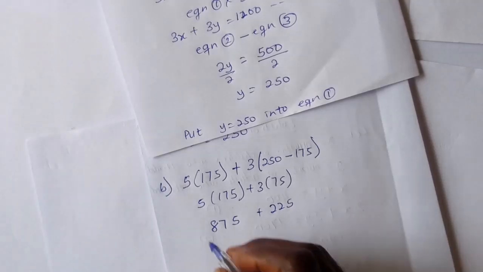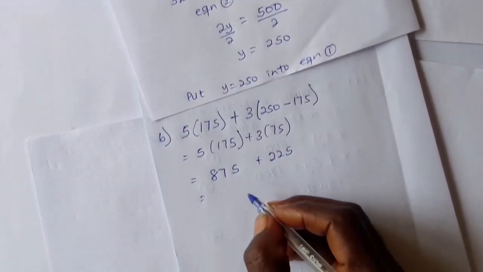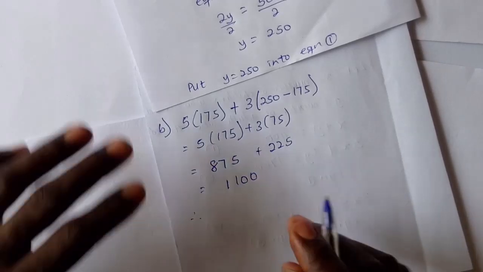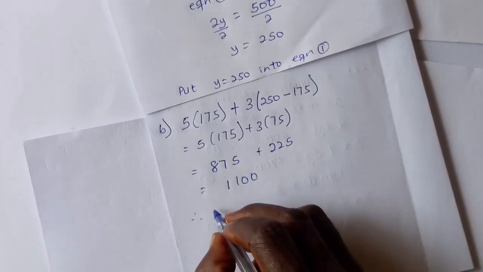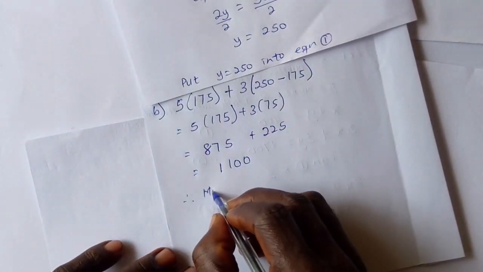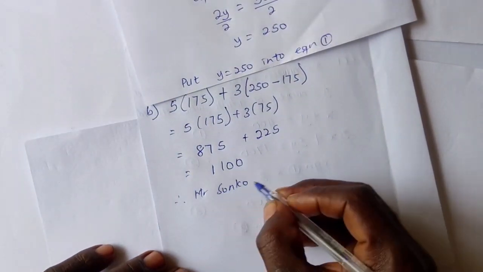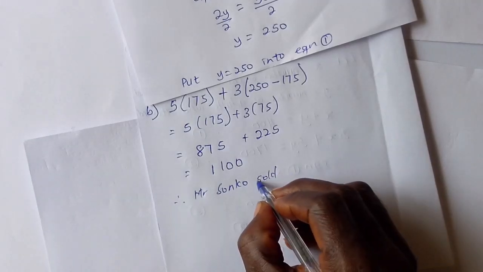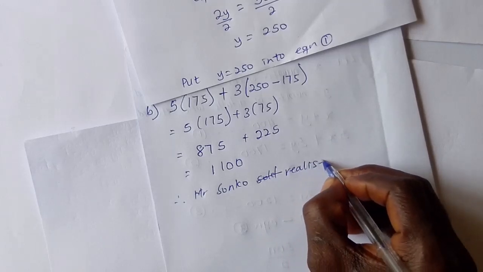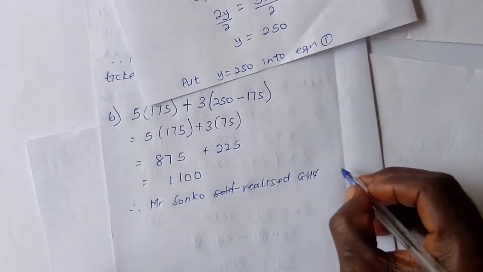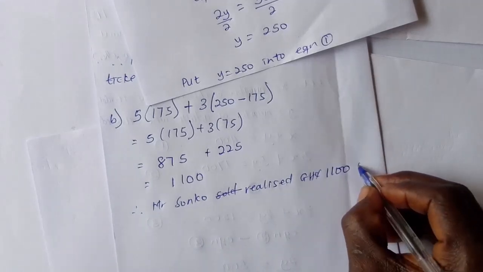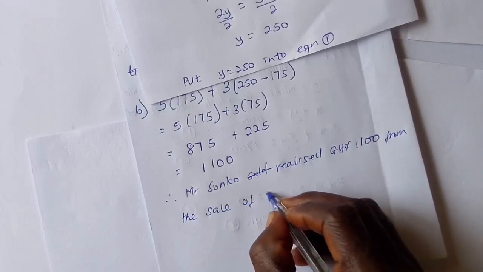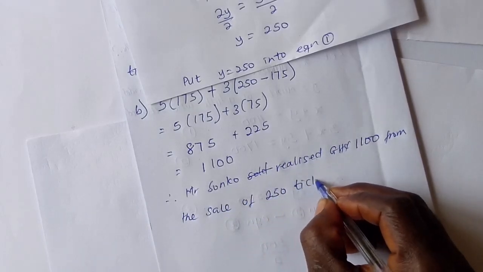In total, what do we get? We realize an amount of 1,100 cedis. So therefore, Mr. Sonko sold, or realized, 1,100 from the sale of 250 tickets.